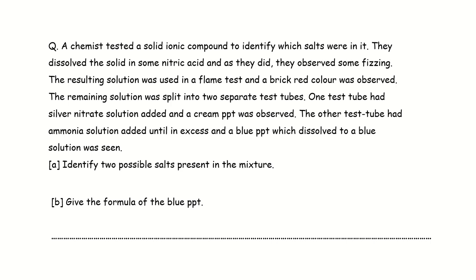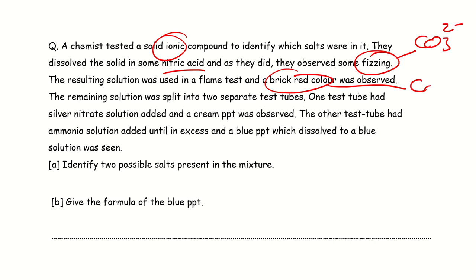Next question. We'll go through a lot of text here. Let's go through it and find out the key points. So chemists tested a solid ionic compound, so we know it's ionic. They dissolved it in nitric acid, and as they did that, they saw some fizzing. That's going to be important. When you put something into acid and it fizzes, that's your positive test for carbonate ions. The resulting solution was used in the flame test. We got a brick red colour. Brick red tells me that I have calcium ions in there.